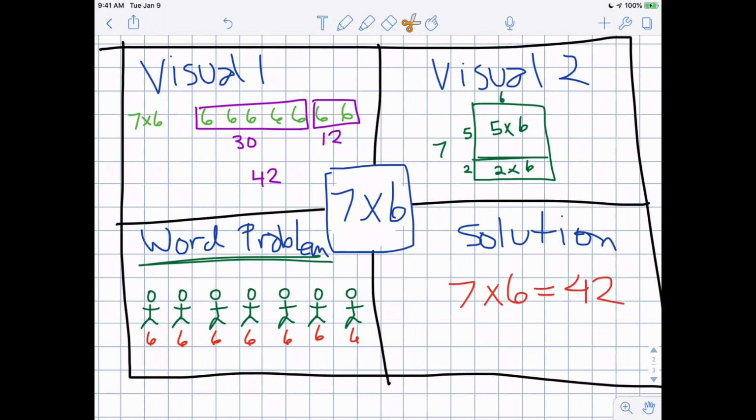So I hope that gave you some ideas of a variety of different ways that you can show multiplication to your kiddos. Start on day 1 of school and start with simple facts, 2 times 3, and show that simple fact in those 4 different ways: visual 1, visual 2, a word problem, and then of course the solution. I hope that helps.